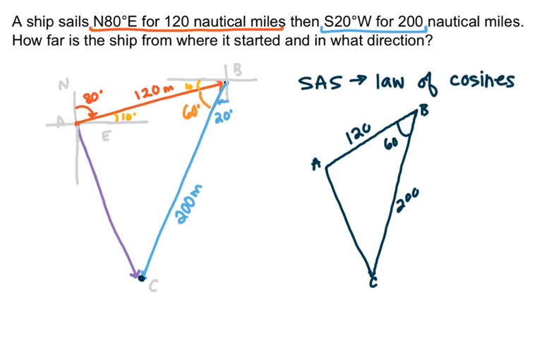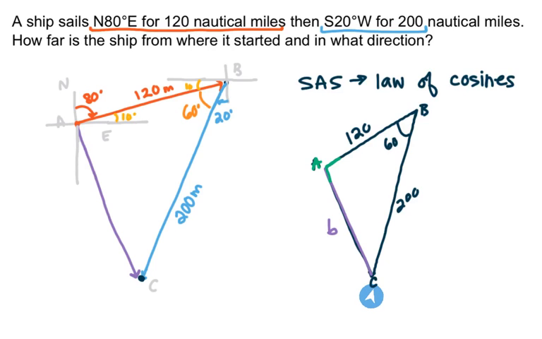Now, the angle I might want to know would be this angle here, A. I'm mostly interested in angle A because angle A is going to help me get the angle from my initial position. And then we also need the length of this purple side, side B. So we need to use the law of cosines to find side B as well as angle A.